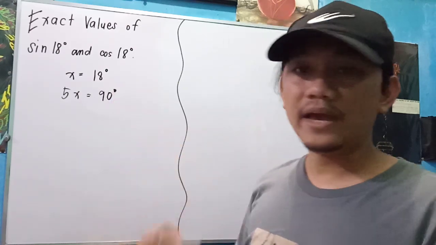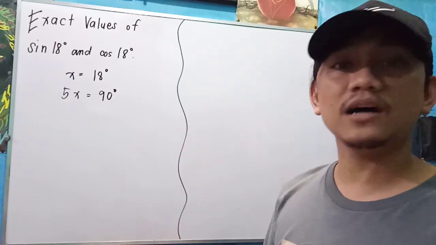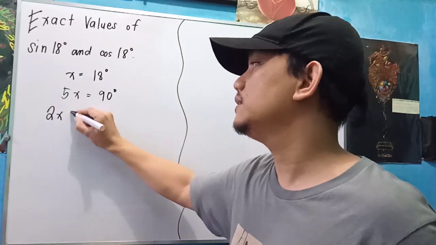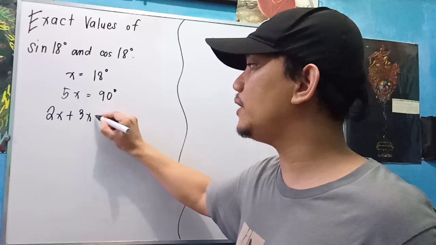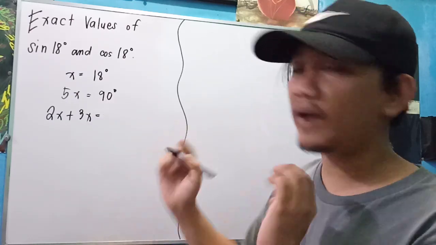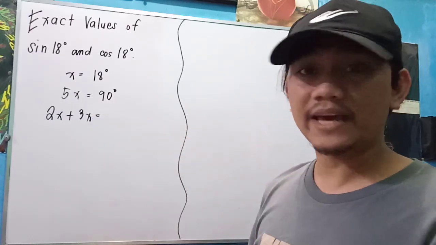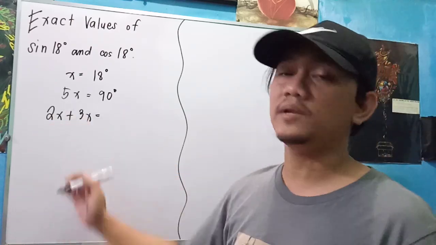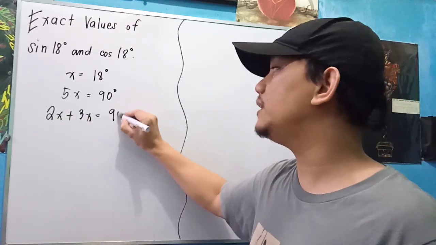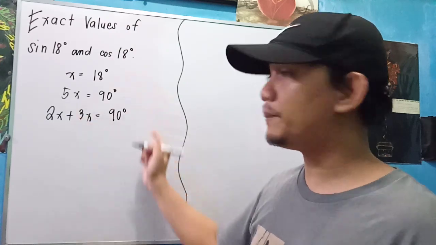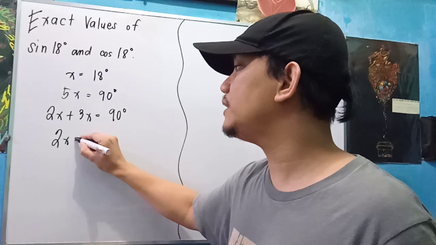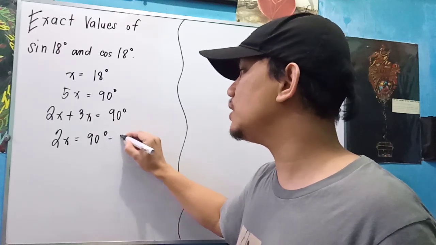Right? And 5x can be expressed as sum of two expressions, 2x and 3x. So, ang ginawa ni Sir IJ, pinaghiwalay niya yung 5x into 2x and 3x. I mean, in-express ko yung 5x in terms of this 2x plus 3x equals 90 degrees. So, ang gagawin natin, lipat natin yung 3x sa right side. So, we have 2x is equal to 90 degrees minus 3x.